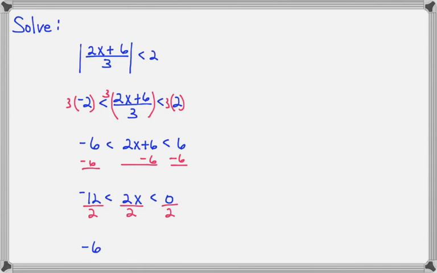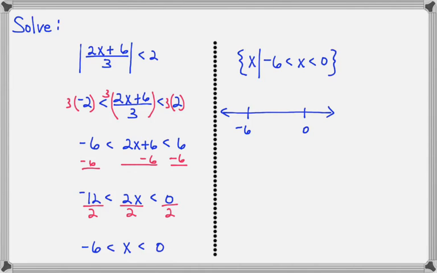And that will tell us that negative 6 is less than x, which is less than 0. Of course, our set builder notation looks exactly like this, and our graph is in between negative 6 and 0 with parentheses, and then our interval notation is from negative 6 to 0 with parentheses.